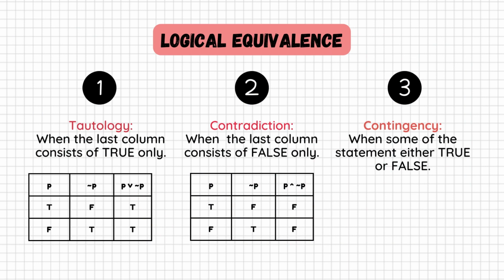So what is the meaning of tautology? Tautology is when the last column consists of true only. We can see in the example below. The second one is contradiction, when the last column consists of false only. So you can see in the statement below. While contingency is when some of the values are either true or false.